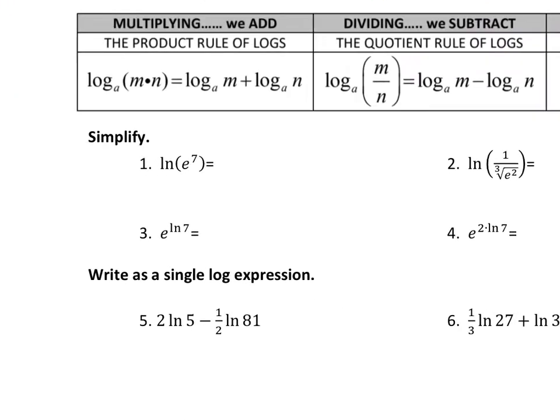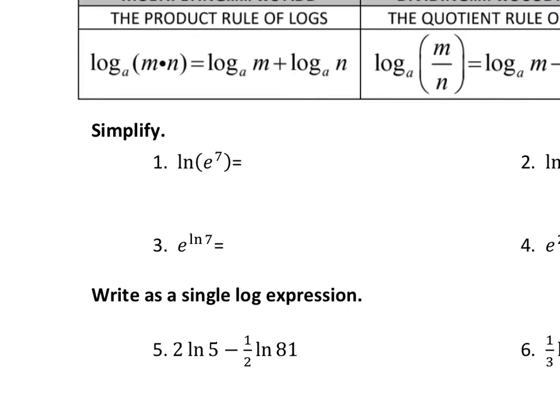So that's useful to know on a question like number 1. And I know that this natural log and this e are going to cancel each other out, and it just leaves 7 as my answer. So my answer here is just 7. And that's the most basic type of using that property.